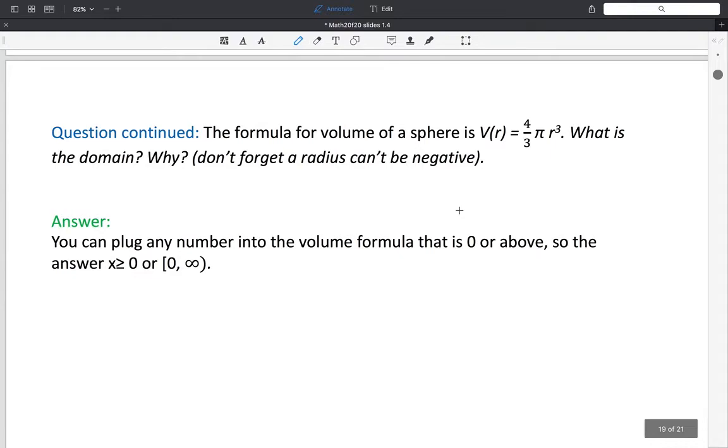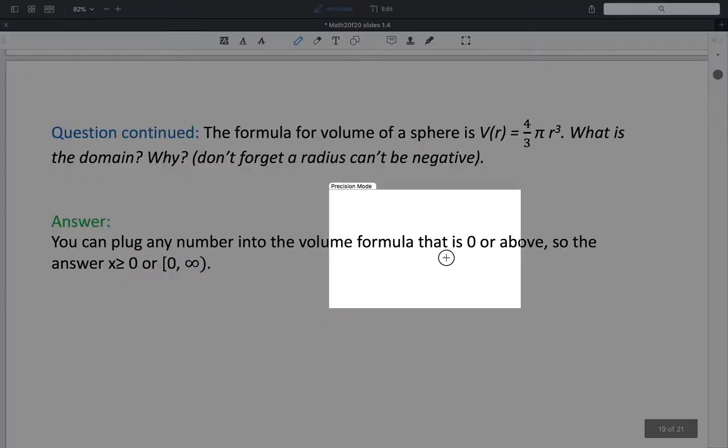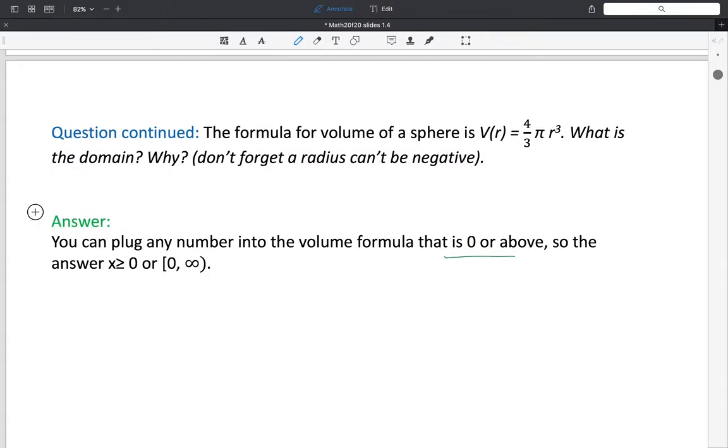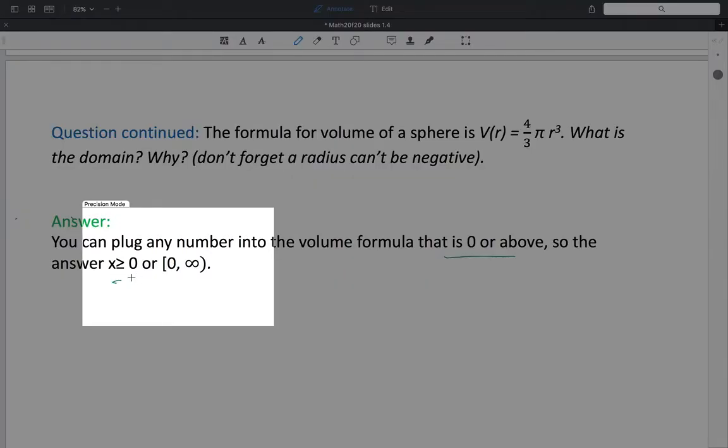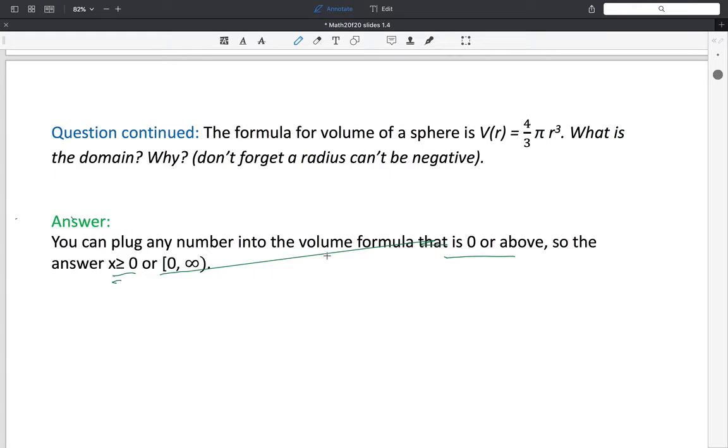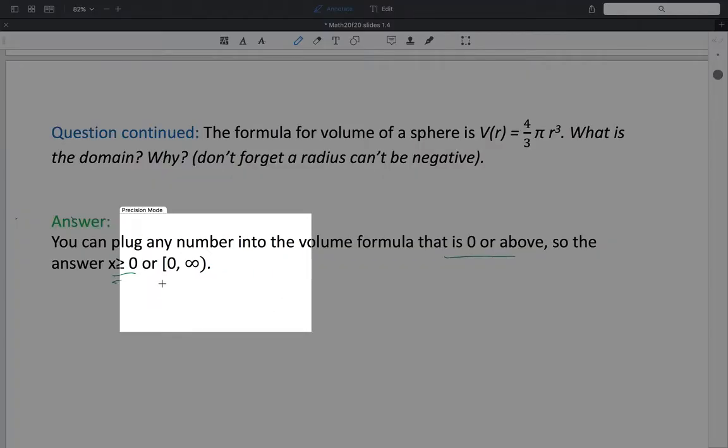Okay. So again, what you plug in has to be 0 or above. That means the radius is greater than or equal to 0. So if we have the number line, that means 0 is included. We go all the way up to infinity, so that's 0.